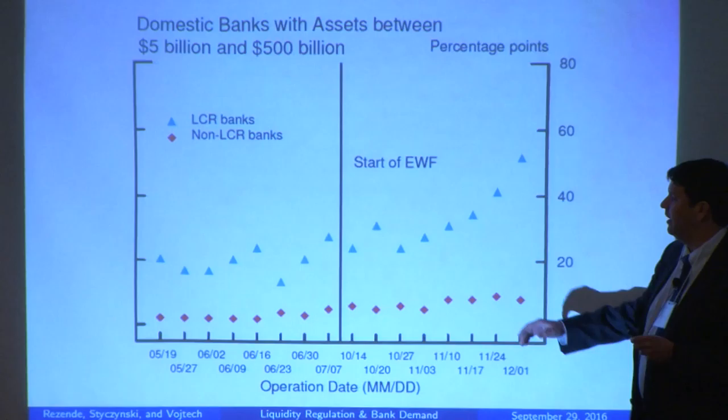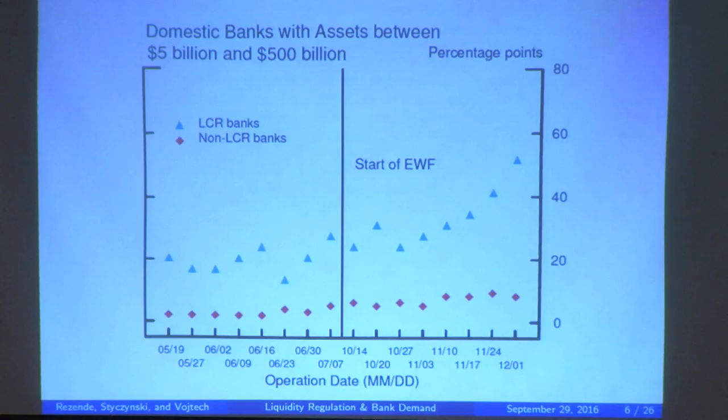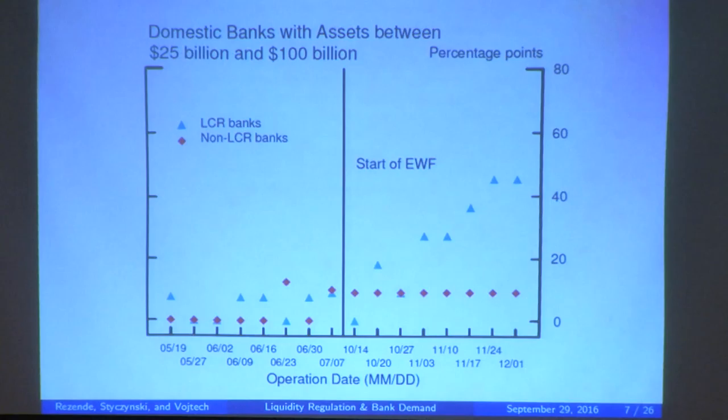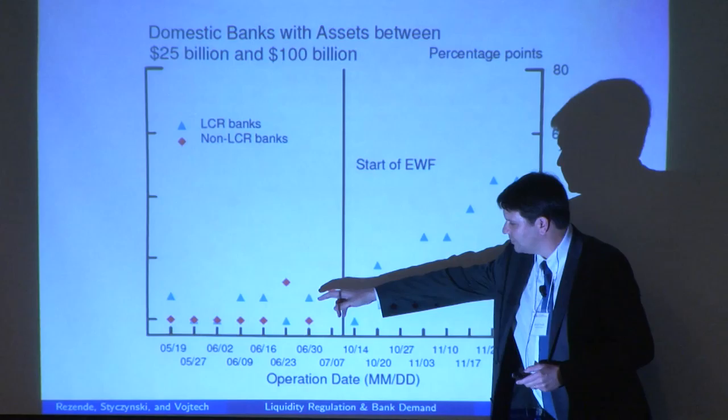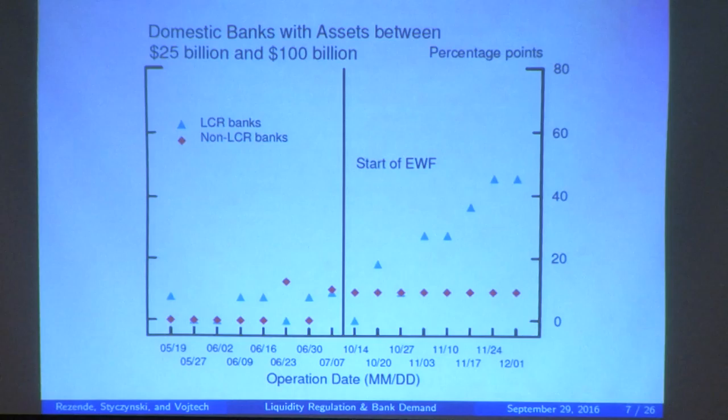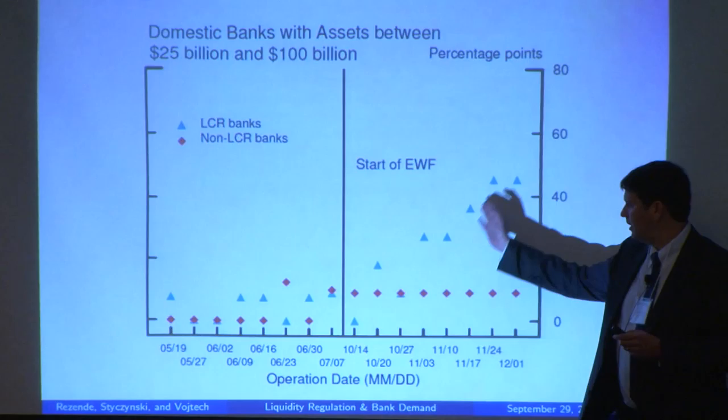And you can see that the red diamonds start to raise a bit. And you also see apparently an acceleration of the trend here. And when we narrow it furthermore between 25 and 100 billion, you see a clearer pattern here. And this is the story of the paper. You see that the banks not subject to the LCR still keep their participation rate low and apparently do not change the slope of participation when the early withdrawal feature is introduced. But the banks subject to the LCR apparently participate more and more after the introduction of this feature.